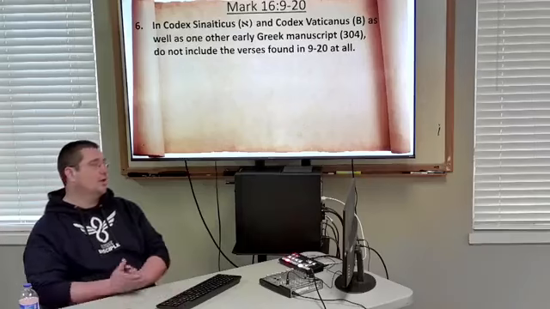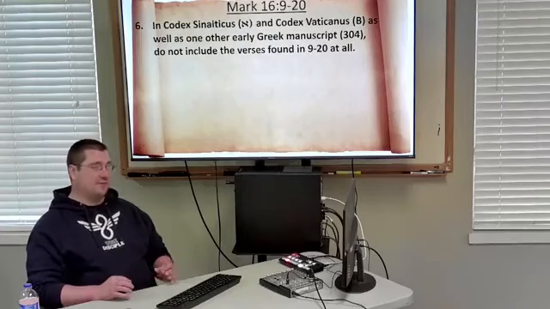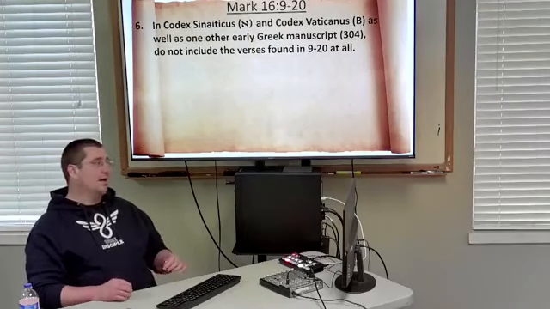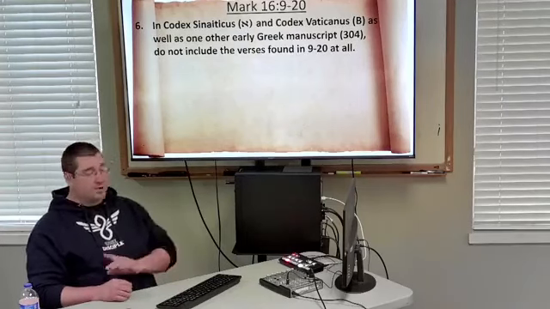Number 6, in Codex Sinaiticus, Aleph, and Codex Vaticanus, B, as well as one other early Greek manuscript, which is 304, they do not include these verses at all. And whenever I first heard about this issue of the longer reading of Mark, the only thing I'd known was that, well, there's 3 really early manuscripts that don't have the longer ending. And I didn't think that was really substantial evidence. I thought, well, 3 manuscripts, what's that against hundreds or thousands of manuscripts? But we're looking at a cumulative case of all the evidence.